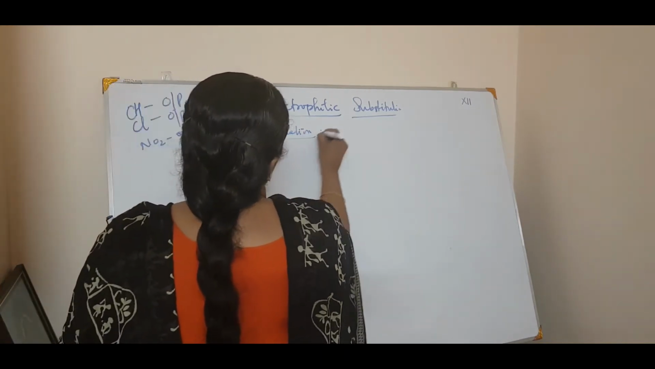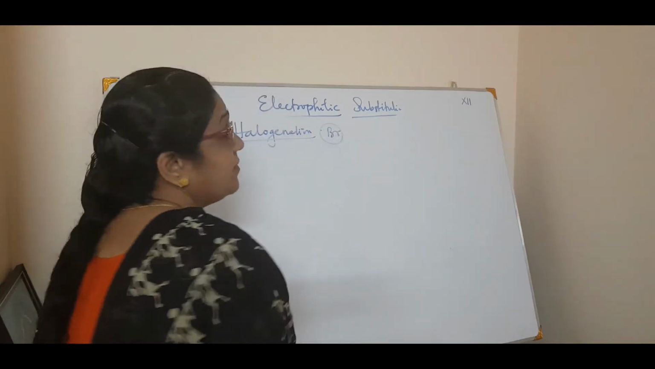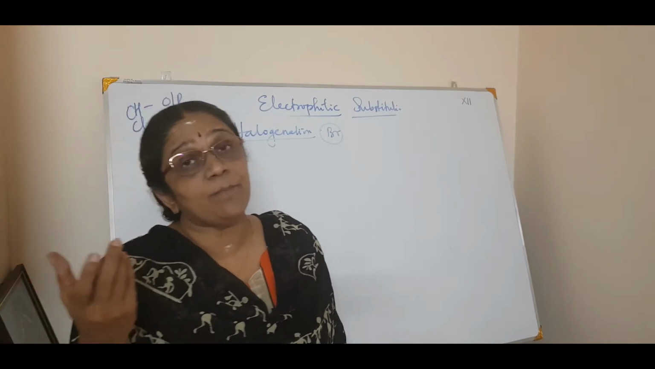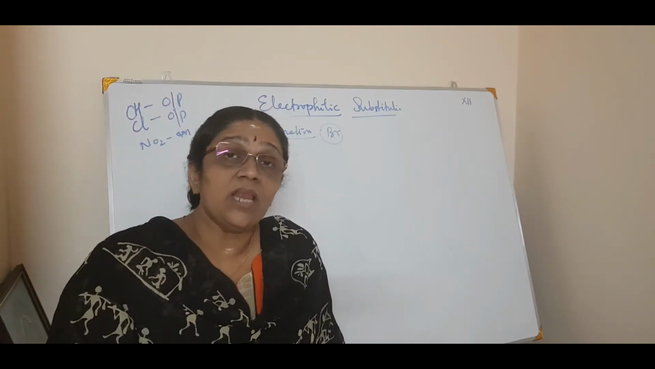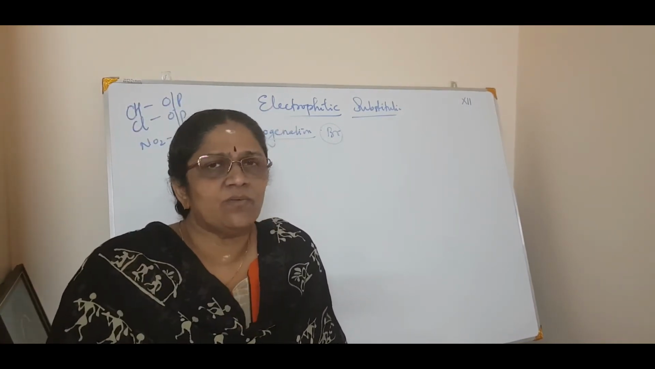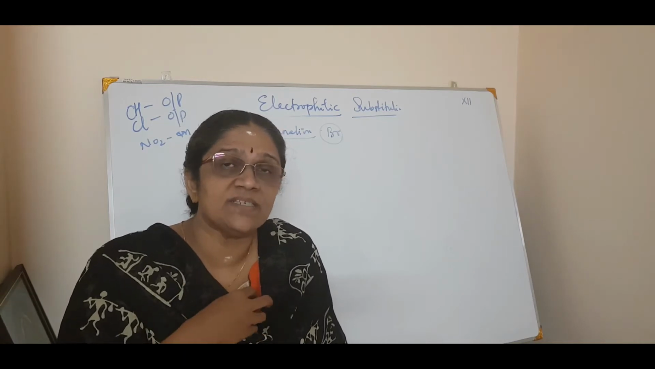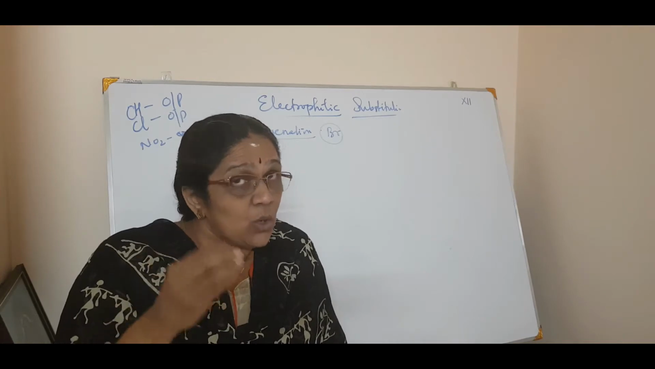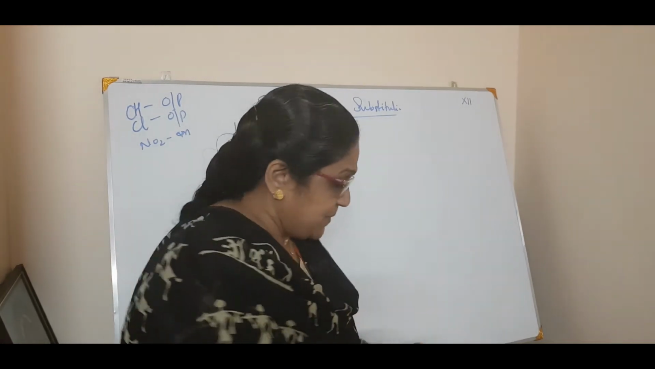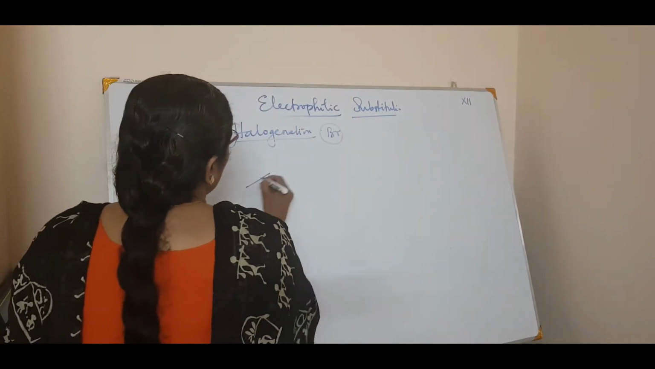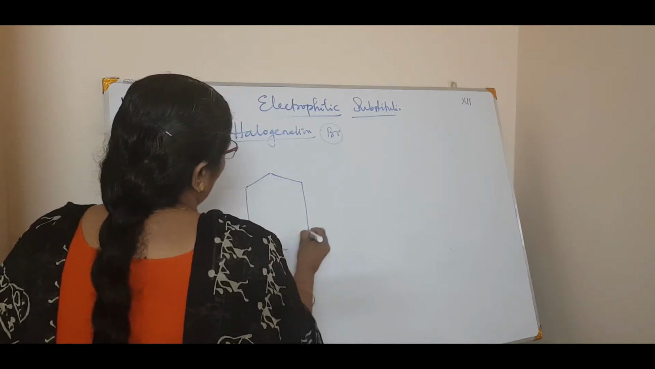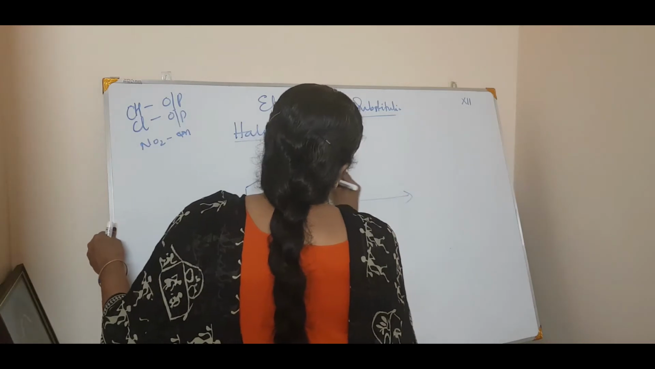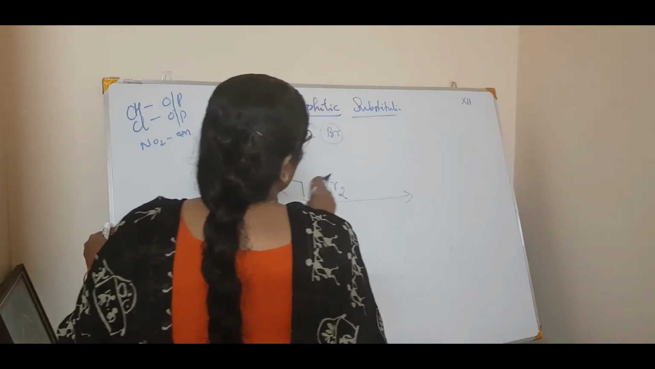If you want to put bromine, what happens? Normally, phenol reacts with bromine in low polar solvents. What do you mean by that? Low polar solvents means the polarity is low. That means, for example, if you have phenol, and if you treat it with bromine, because it is halogenation, right?